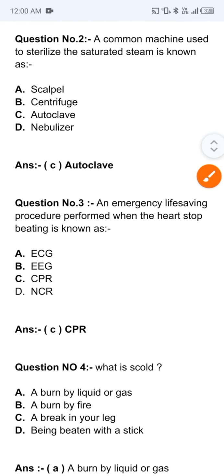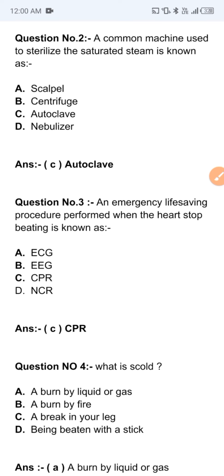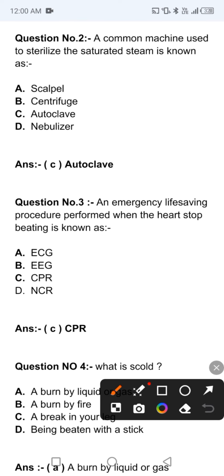Now move on. Third question: an emergency life-saving procedure performed when the heart stops beating is known as? And here are the options: option A, ECG; option B, EEG; option C, CPR; and option D, NCR. And the correct option is CPR.